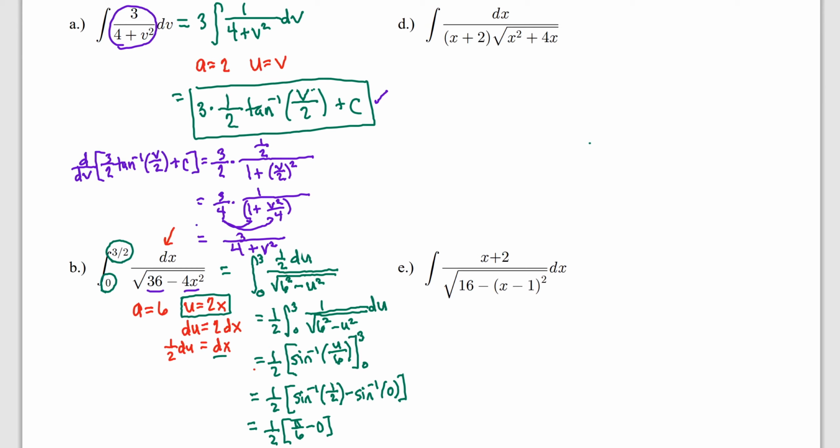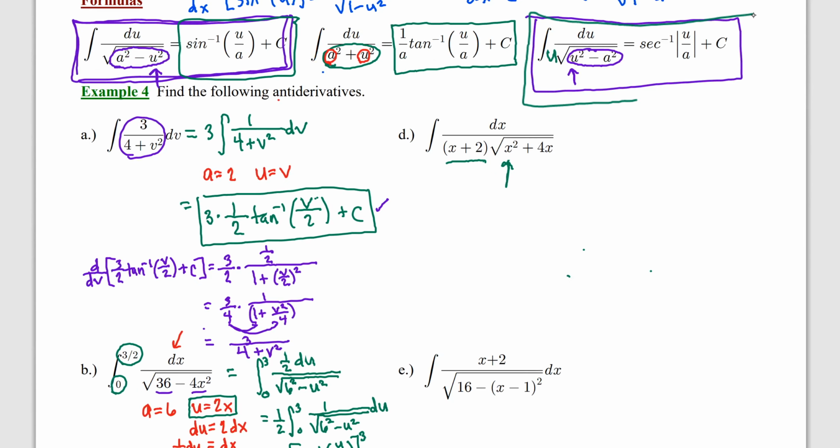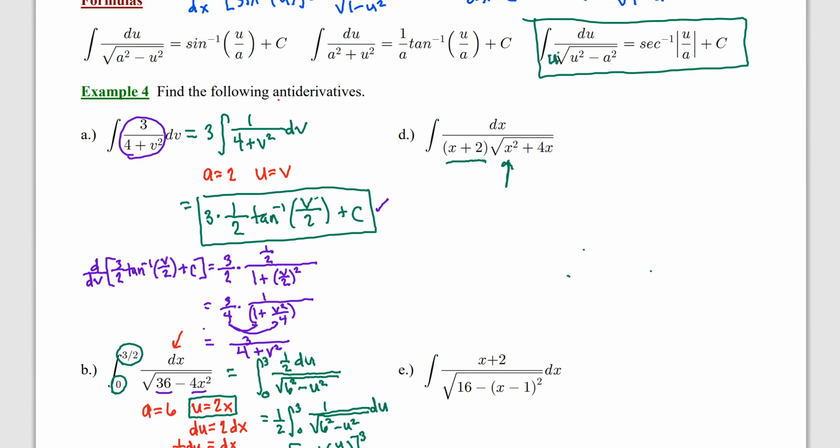Let's try this one, the integral of dx over x plus 2 times the square root of x squared plus 4x. What we can observe about this particular problem is that we have a function of x outside the radical and a function of x inside the radical. This is reminiscent of the formula for our inverse secant. Remember, we've got a function of x out here, and a function of x here under the radical. So in order for this to work, I need what's under the radical to be the difference of two squares, a function of x squared minus a constant squared. And we don't have that at this point.